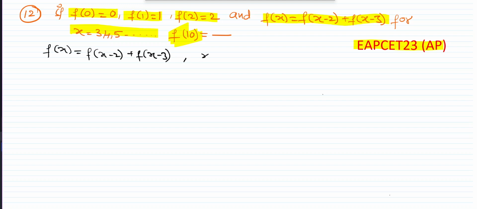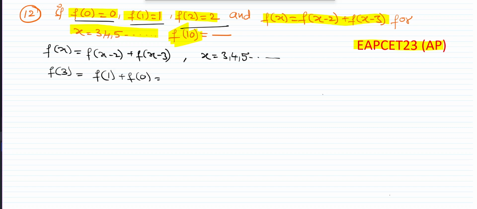So x takes the values 3, 4, 5 and so on. Now we find f of 10. Here the given values are f of 0, f of 1 and f of 2. Now find the f of 3 value. Substituting x equal to 3, f of 3 equals f of 3 minus 2, which is f of 1, plus f of 3 minus 3, which is f of 0. That is 1 plus 0, which is equal to 1.